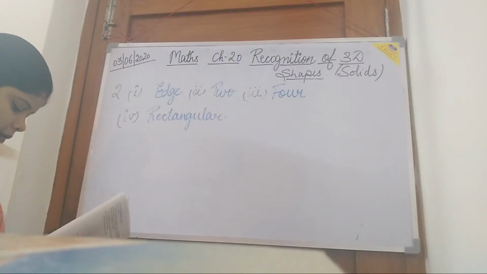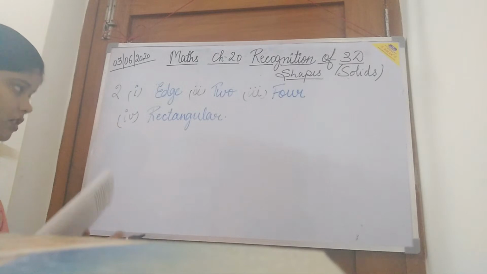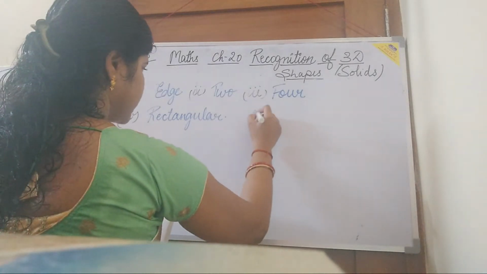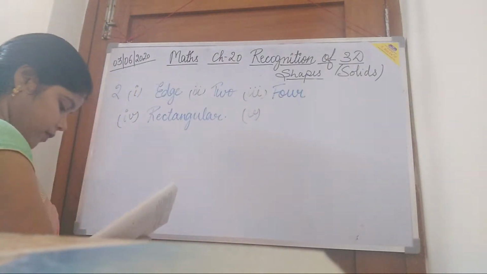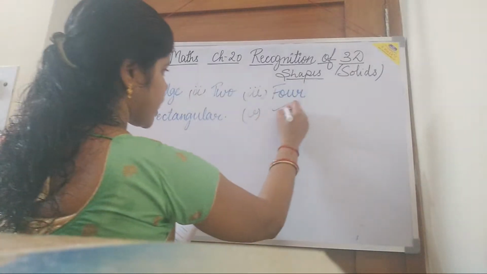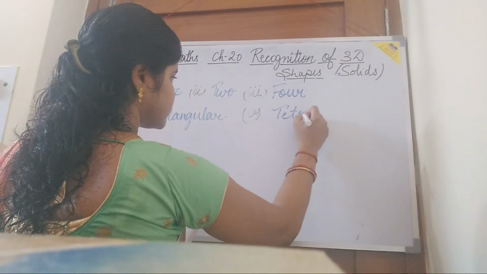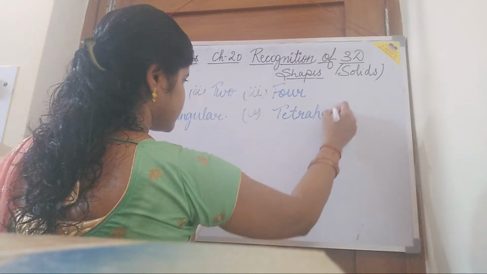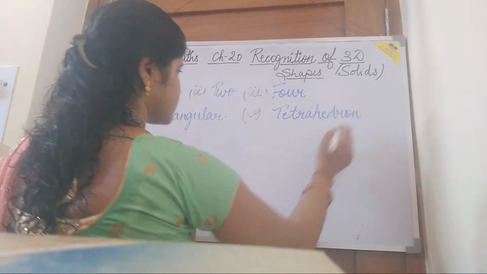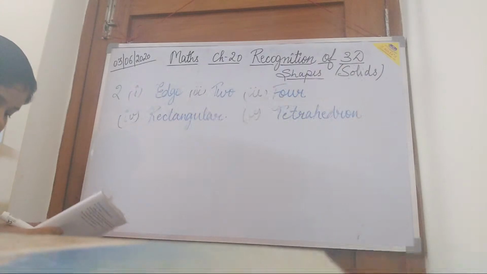Now the fifth one, the triangular pyramid is also known as, one more name it has, that is tetrahedron.